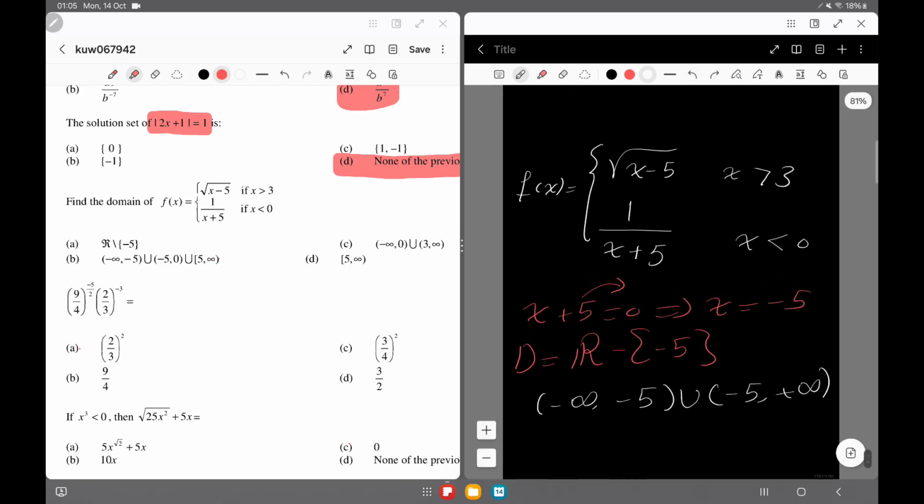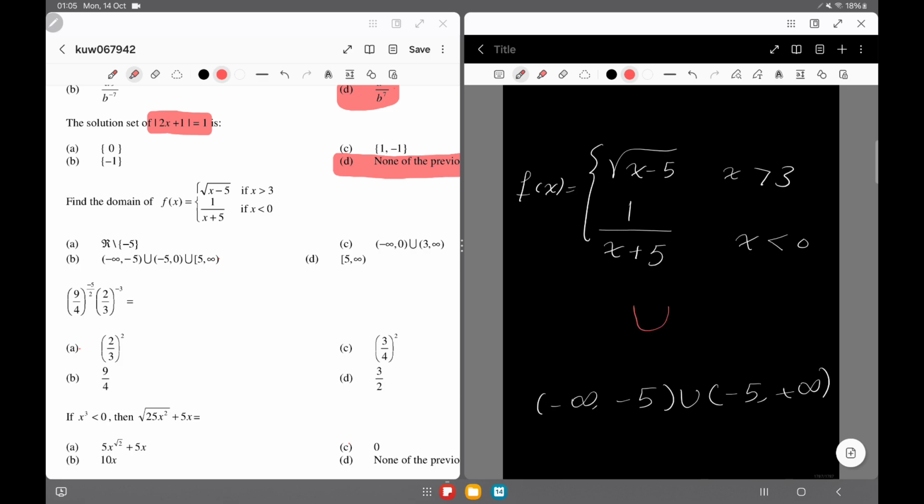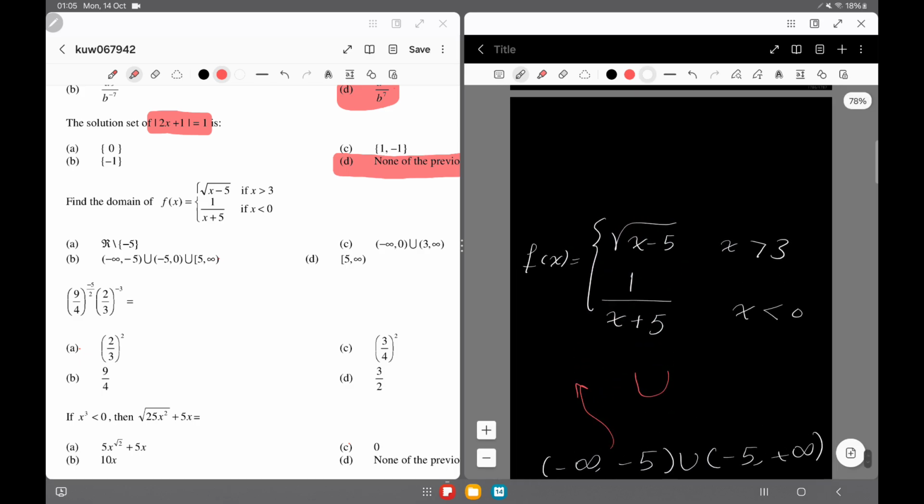So we find out the down. The down is, as I told you, we have to write union. The down, this one, write it down. Up, what is the domain of up? Up, it is a root, right?